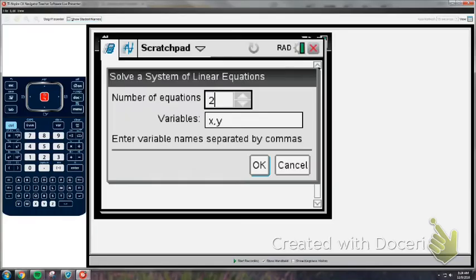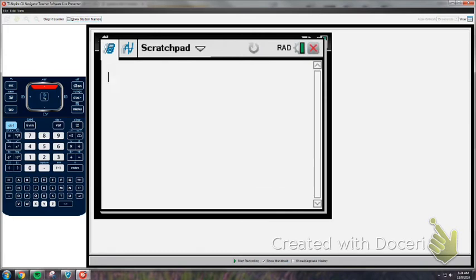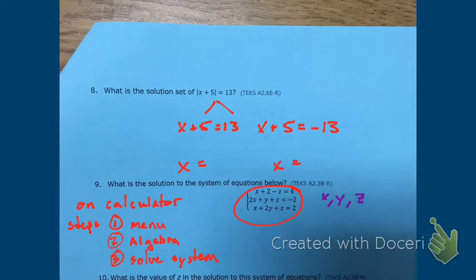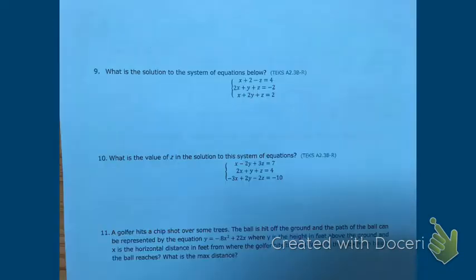So in your calculator, what you're going to need to do is set it up with 3 variables, and we're going to call them x, y, and z. As soon as you click OK, you're going to be able to set up your equations. You can type them in just like how they look on your review, and then we'll get our answer for x, y, and z. So we should get x equals, y equals, and z equals. Same exact thing for number 10. So see your steps for number 9. Look at 9. That will help you with number 10.